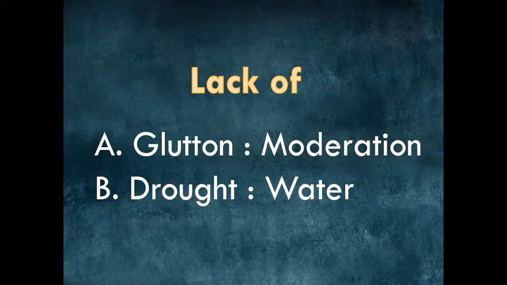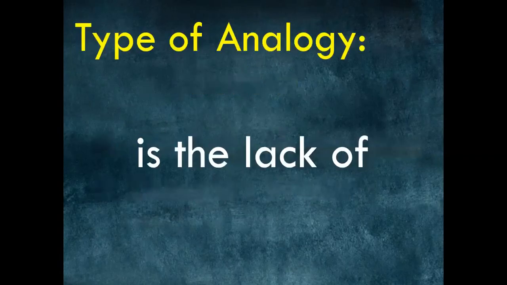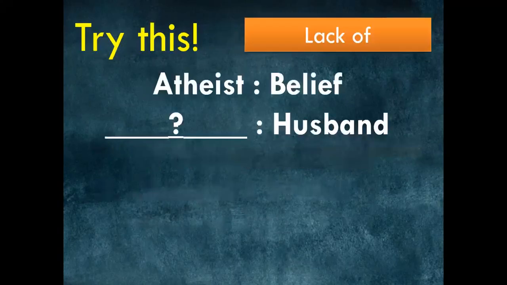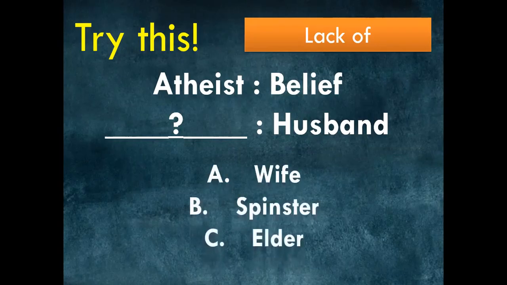Okay, let's try the following examples. So again, the type of analogy is the lack of. Atheist is to belief. Atheist is the lack of belief towards God. Blank is a lack of husband. The correct answer is which of the following? A, wife; B, spinster; C, elder; or letter D, family. What's your guess? The correct answer is letter B.